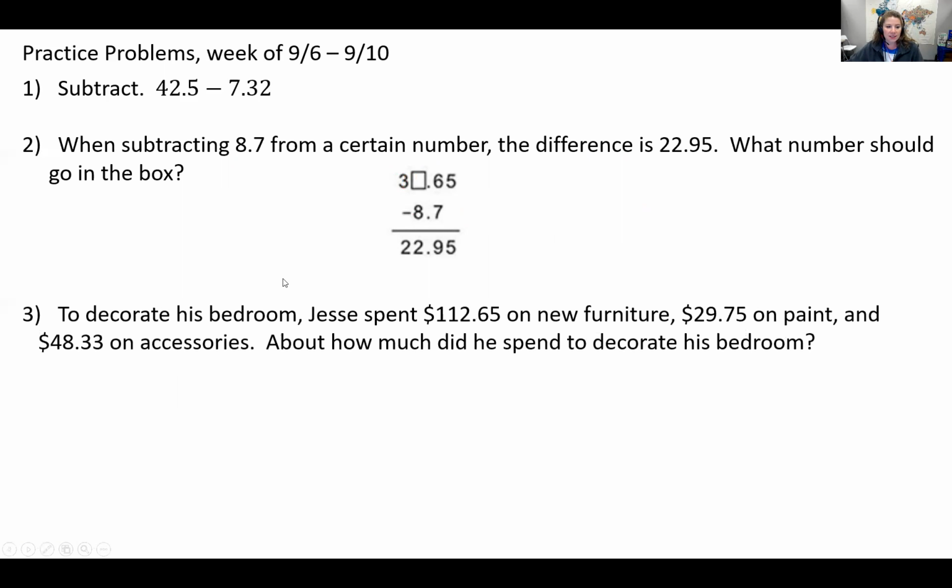Number 3, to decorate his room, Jesse spends some money on new furniture, some on paint, and $48.33 on accessories. How much did he spend? So it's very important that we line those decimals up right on top of each other.